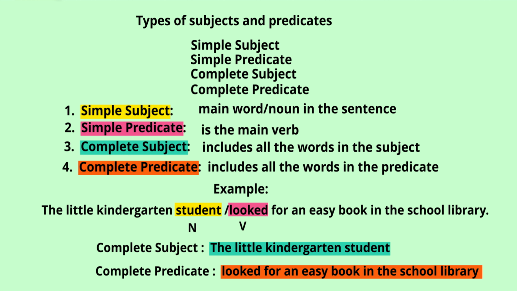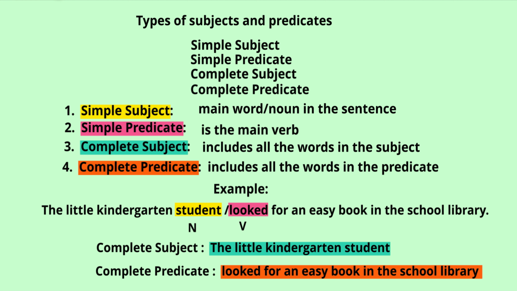Types of subjects and predicates. We do have simple subject, simple predicate, complete subject, and complete predicate. Let's see what a simple subject is. It is nothing but the main word or noun in the sentence. Simple predicate is the main verb. Complete subject includes all the words in the subject. Complete predicate includes all the words in the predicate.